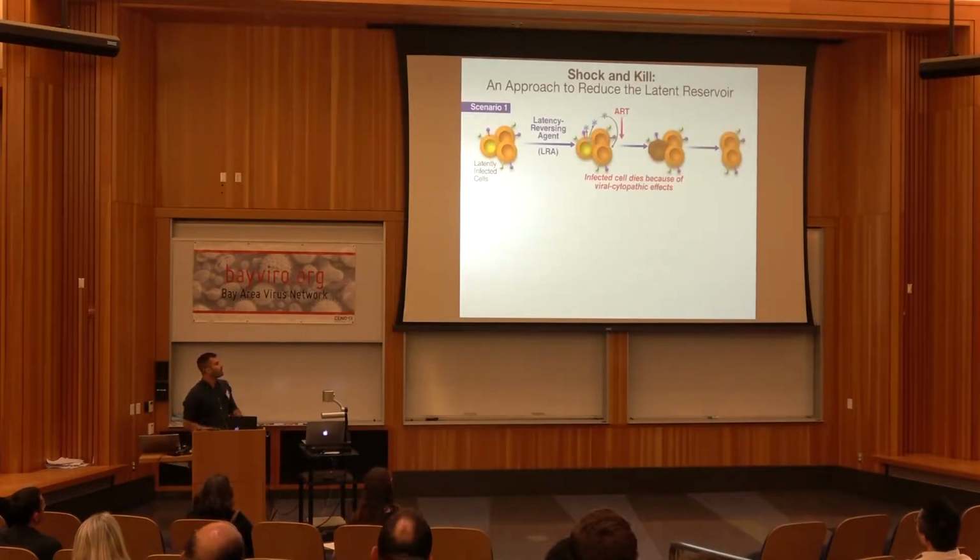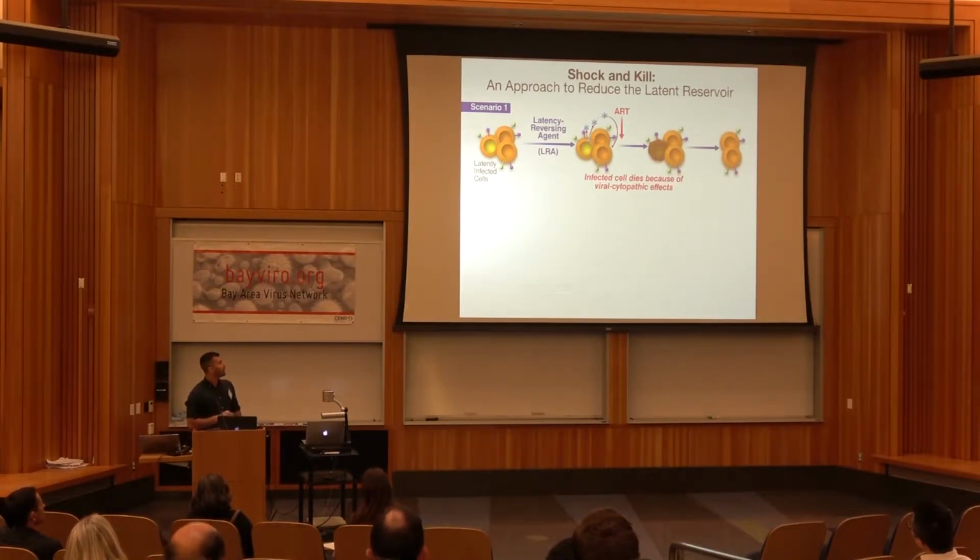So more in detail, this is a schematic representation of what I just said. This approach is called shock and kill. Imagine having a pool of latently infected cells. You would shock them with latency reversing agents, or LRA. Now the virus, which was latent and quiescent before, becomes activated and produced and, of course, released from the cells outside, in the extracellular environment.